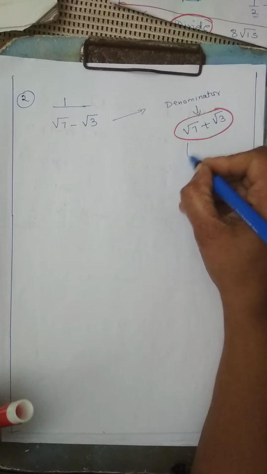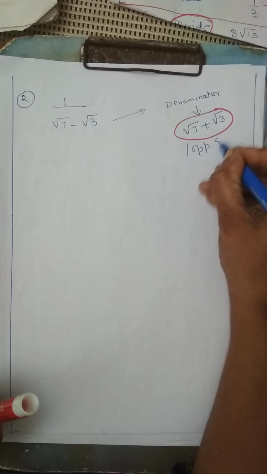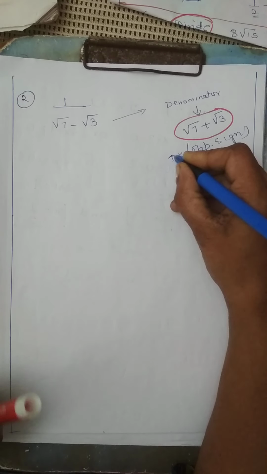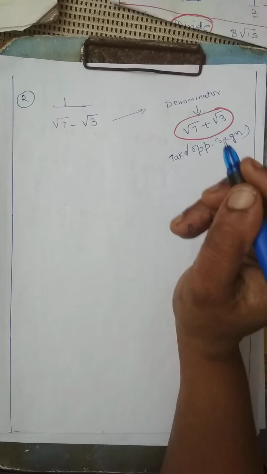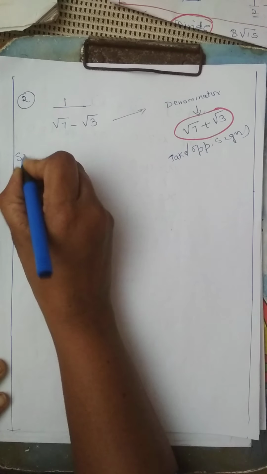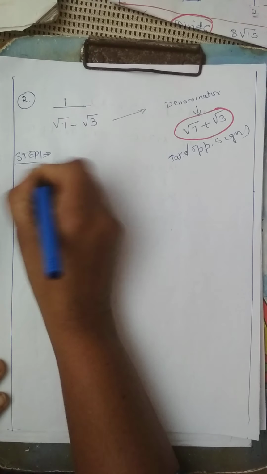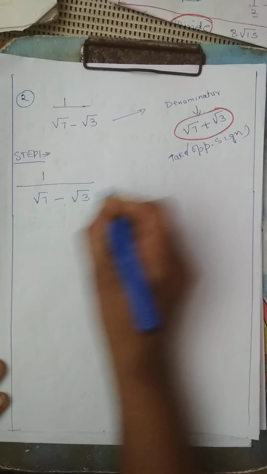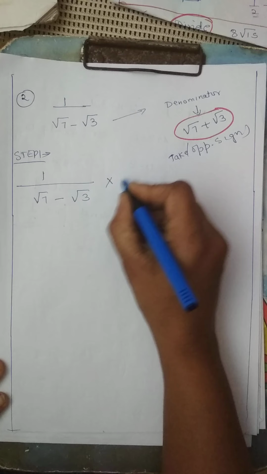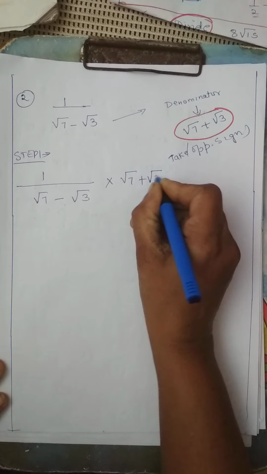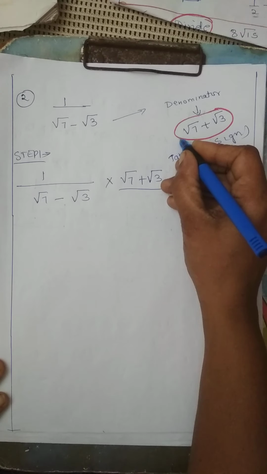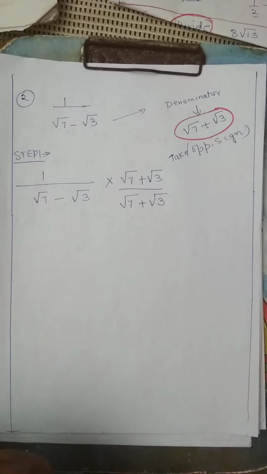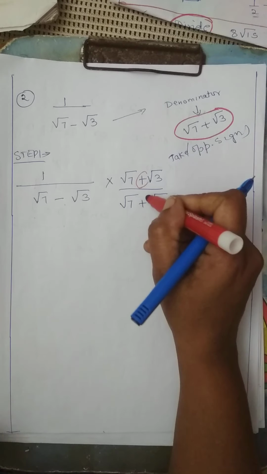You have to take the opposite sign. Everything I am spoon feeding. Take the opposite sign, in case you all forget. Now, what is step 1? Copy that number. Root 7 minus root 3 into, what is the opposite of this? So don't forget, you have to multiply at both the places. So if there is a minus here, it will become plus.